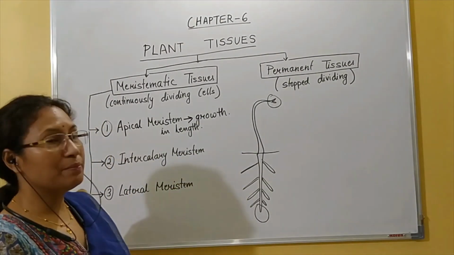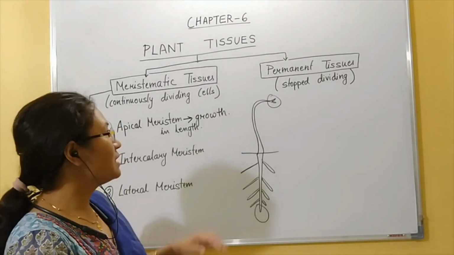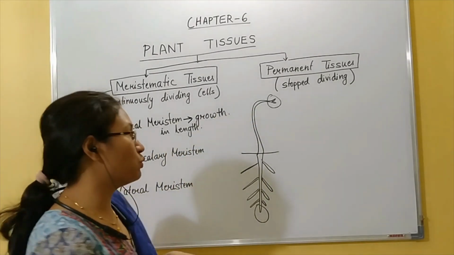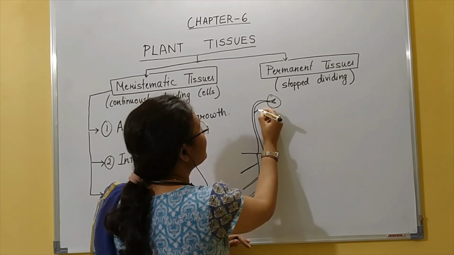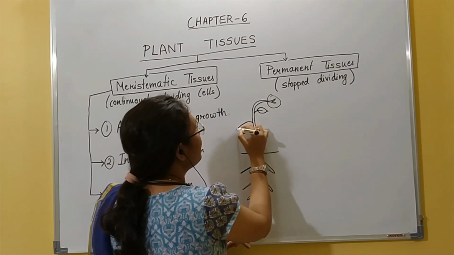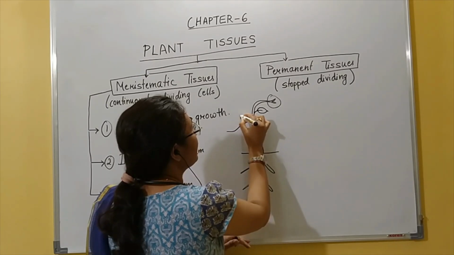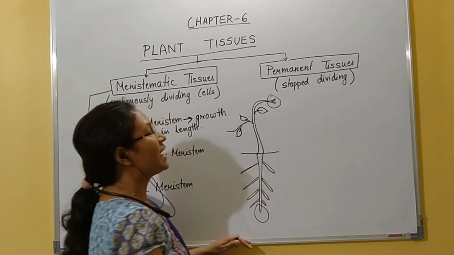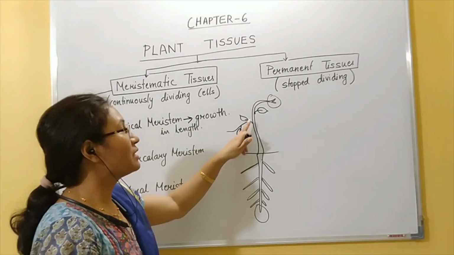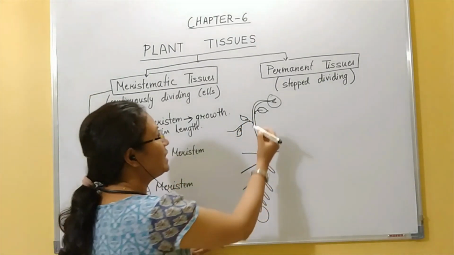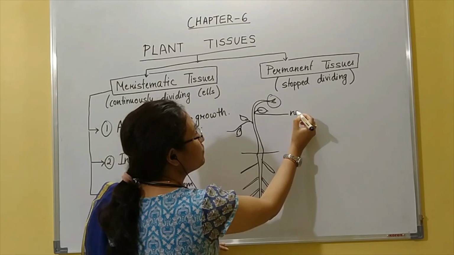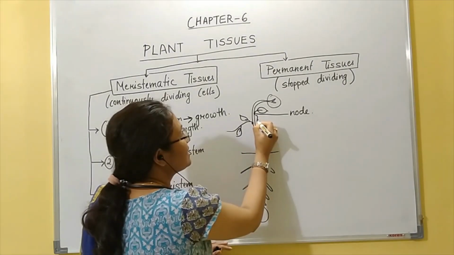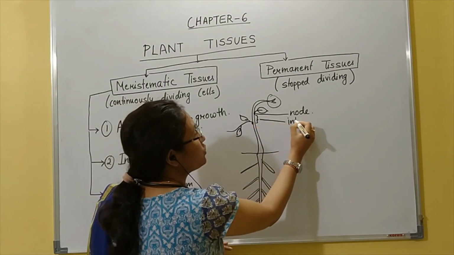Now what is intercalary meristem? Intercalary meristem is present in between the nodes. Now which regions are called the nodes? In the plant we see that the leaves and the branches come out from a particular region of the stem. This particular region where the new leaves and branches come out is called the node. And in between two nodes, this is a node and this is another node, the distance between them is called the internode.